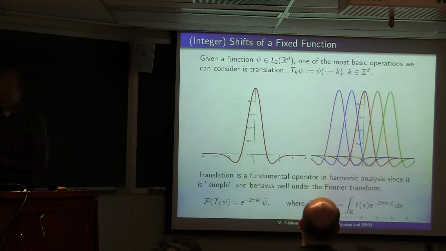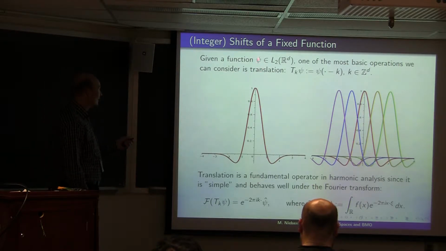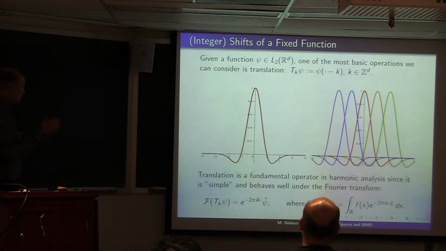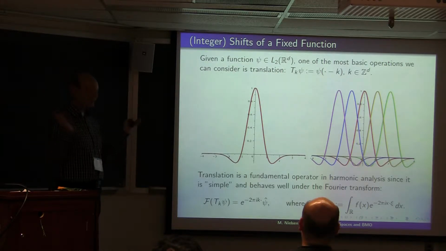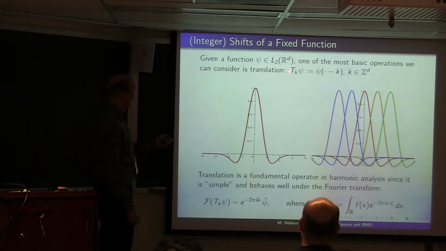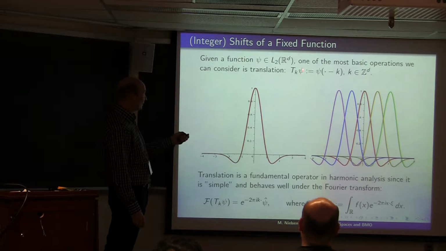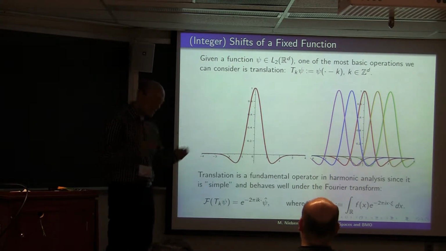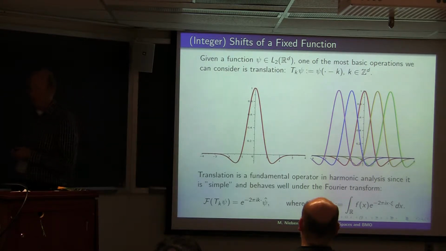Luckily, the setup is quite simple. So what I do is I take a single function, say in L2, and then what I want to do is create a function system from this function using very simple operations, and one of the most elementary, of course, is to shift this function around, translate it. So I can apply the translation operator on this fixed function, and then I get copies of this guy. And this is essentially going to be the type of system I'm going to look at.